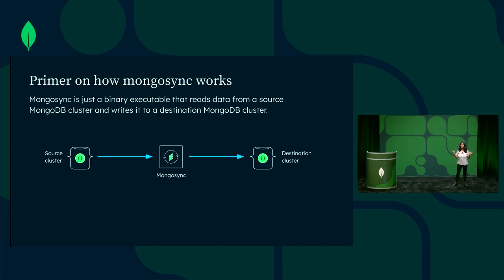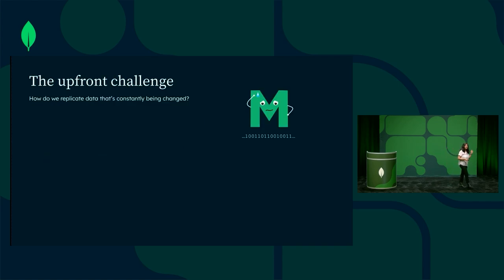So now let's talk a little bit about how this tool works, right? Because if you really think about it, it's a fairly straightforward problem. I've got data in source. I've got a destination cluster. I need a tool that migrates from source to destination, right? Except that the challenge that you have is how do you replicate this data that is being constantly changed on the source? So we take a two-phased approach to do that.